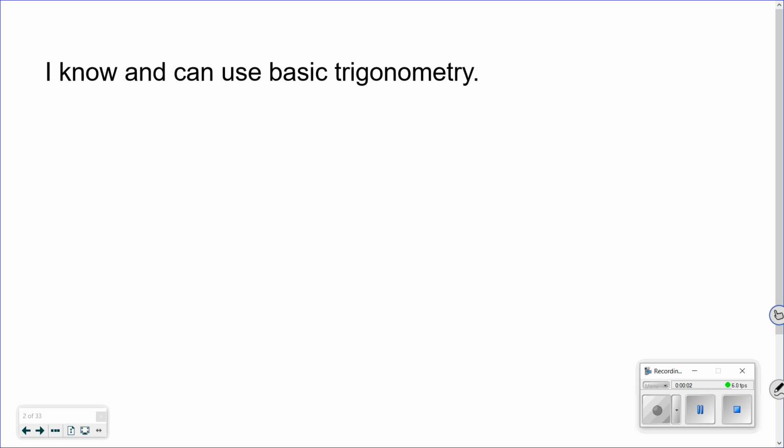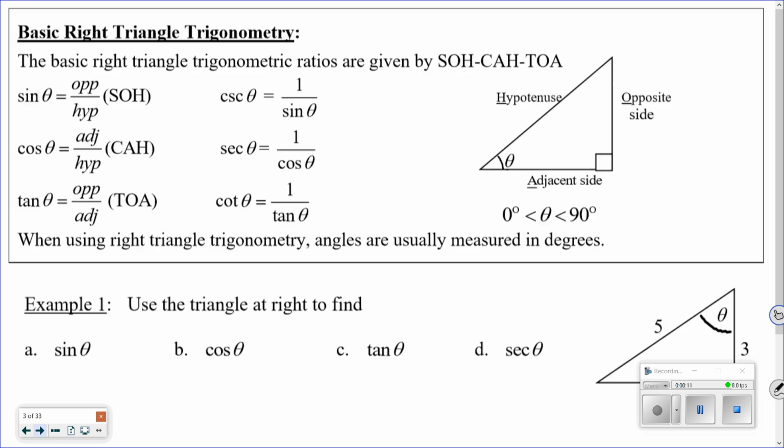All right, 0.4 is our review of basic trigonometry. So that's our learning goal: to use basic trig. Most of us hopefully remember, right? We know sine, cosine, and tangent.